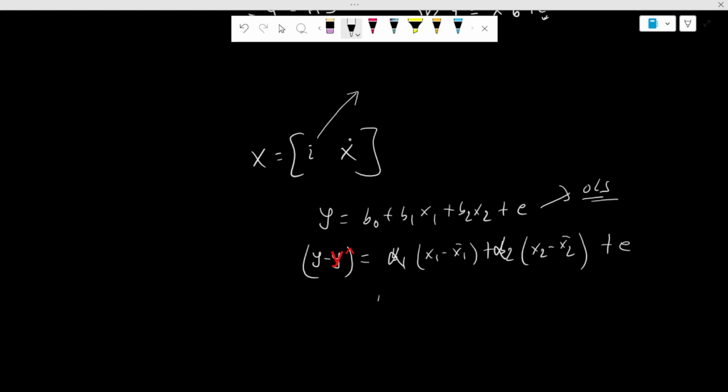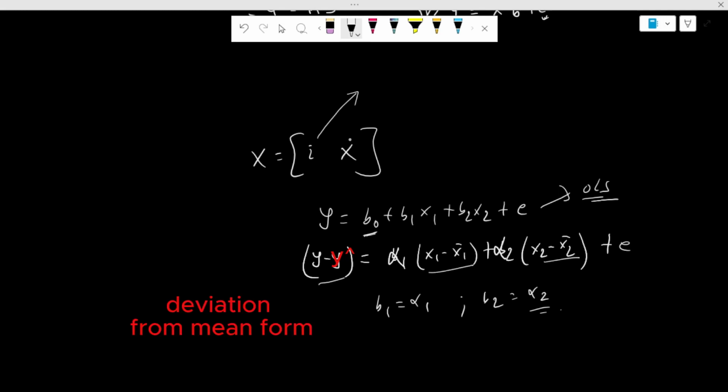In this case, our beta 1 is equal to alpha 1, and beta 2 is equal to alpha 2. Running a regression with a constant and without a constant are completely different things, and the constant term actually transforms the variables into their deviation form to calculate the value of the beta estimate.